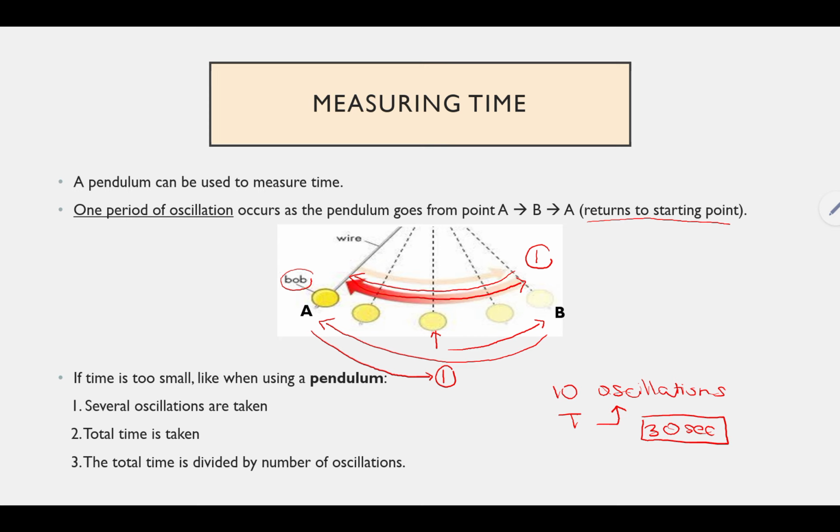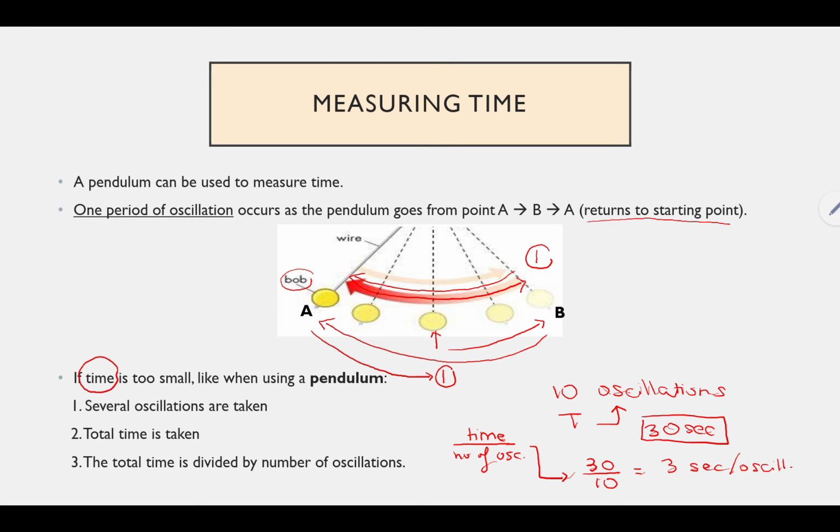Now, I want to give you a heads up. If I'm trying to calculate the time, then what do I put up, the number of oscillations or the time? It's always the thing that I'm calculating. Since I'm calculating the time, I'm going to put the time up and the number of oscillations down. So that's going to be 30 over 10. This tells me that it takes 3 seconds per oscillation.